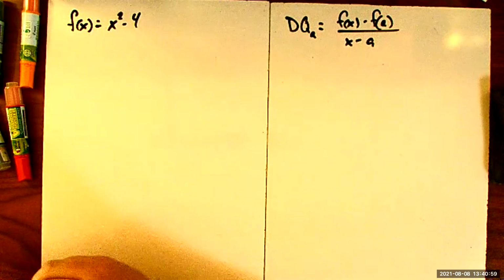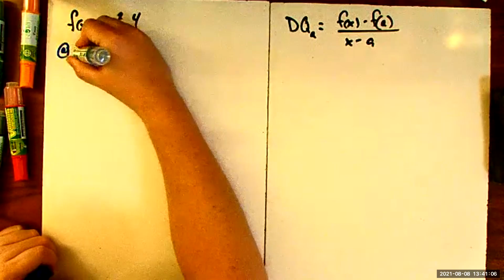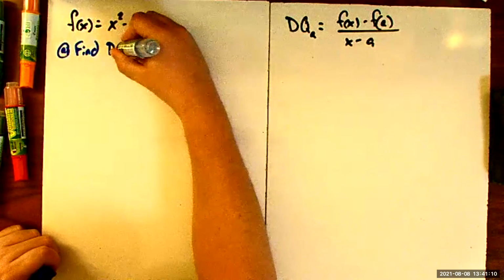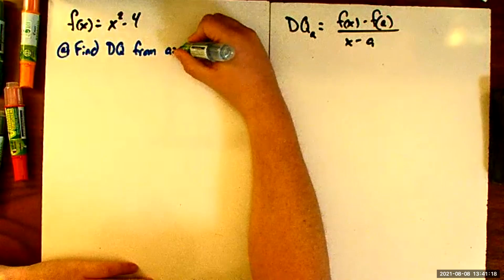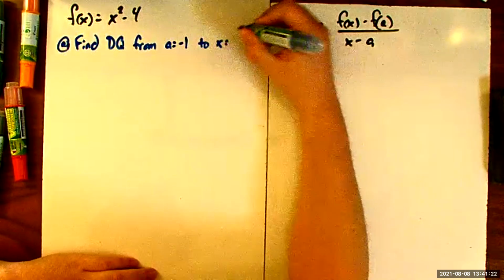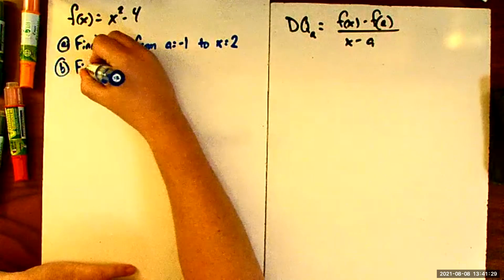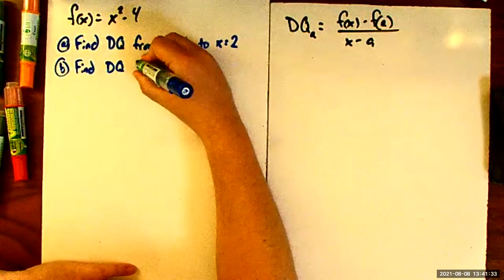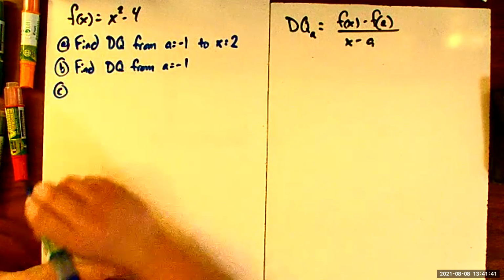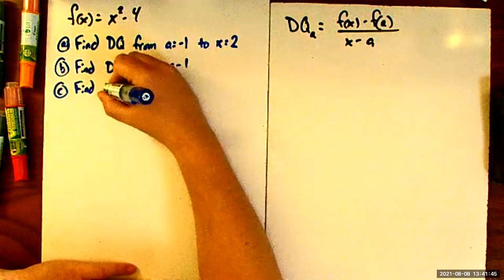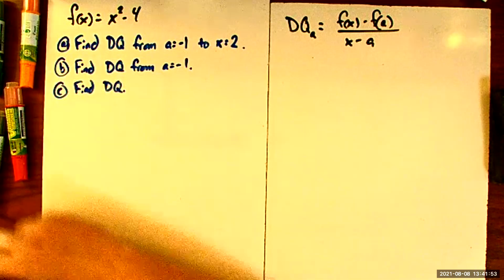And so let's suppose that we want to find, for part A, the difference quotient from, let's say, a equals -1 to x equals 2. For part B, we'll just say find the difference quotient from a equals -1. And then for part C, we'll just say find the difference quotient. These are 3 different things you could be asked, and they each represent something slightly different.